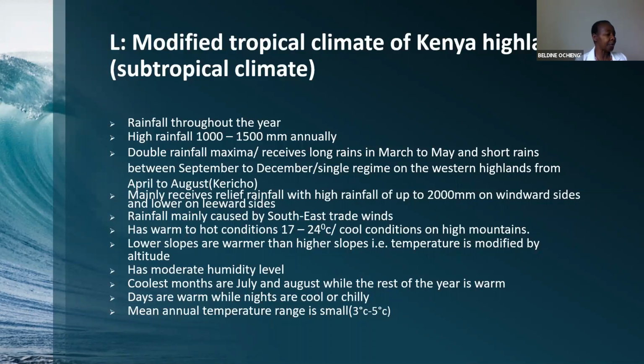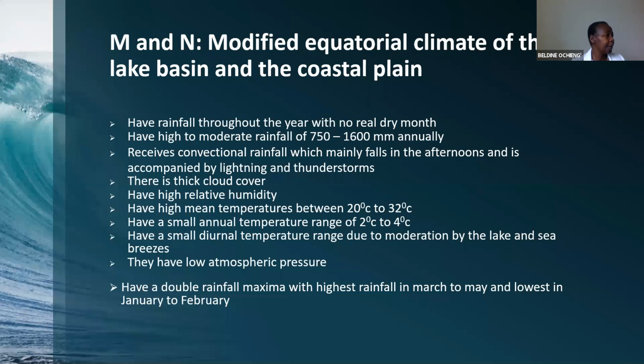Ukweli wa mambo ni hayo. Days are quite okay. Nights are cool on the Kenya Highlands, or chilly. Mean annual temperature range is small. Mean annual temperature range, that is the temperature, the lowest and the highest. When you subtract, you'll get between 3 to 5 degrees Celsius. That is small. We go to the next one, the next region.